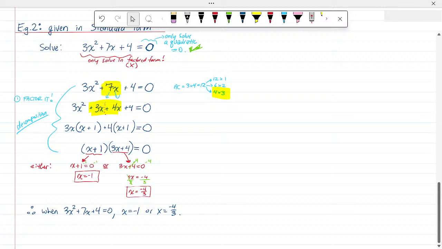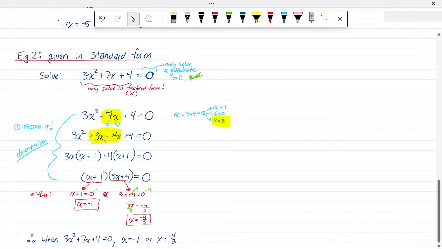It has to go in factored form, and it has to be equal to 0. In this case, that was trivial because it was already equal to 0, but the factoring was non-trivial, right? We had to factor it, but this was already equal to 0. What if it's not?